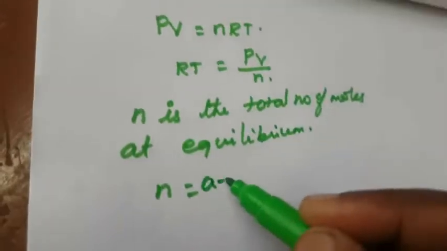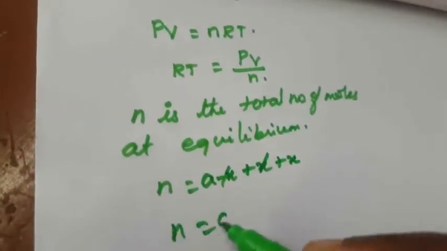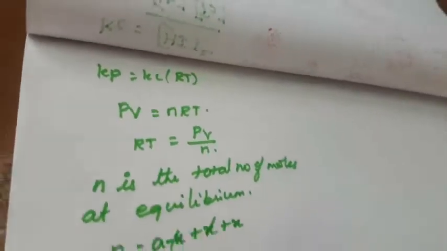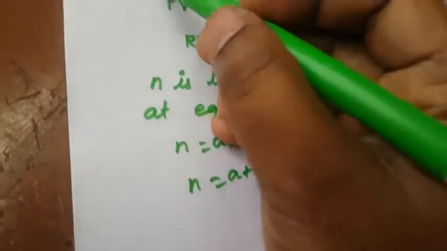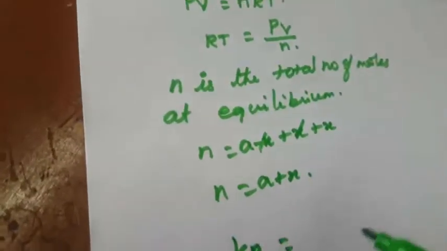Once again I am writing here, N is equal to A minus X plus X plus X, so N is equal to A plus X. Okay, so this is the number of moles at equilibrium. Now you substitute all those values in the Kp value. What is Kp? Kp is equal to, now you substitute these values in this one. What is the Kc value?